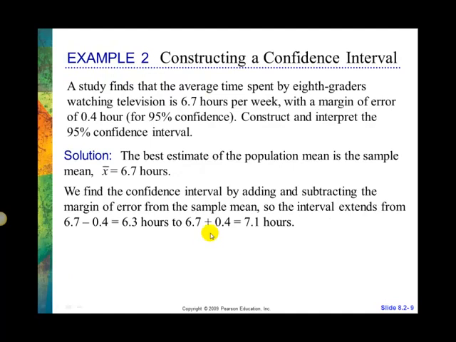So here's another one. We have 8th graders watching TV, okay, with a margin of error of 0.4, and they want to construct a confidence interval. Well, they've given you the margin of error and they've given you the sample mean, so all we have to do is subtract it and add it, and we get our confidence interval. So it's somewhere between 6.3 and 7.1.